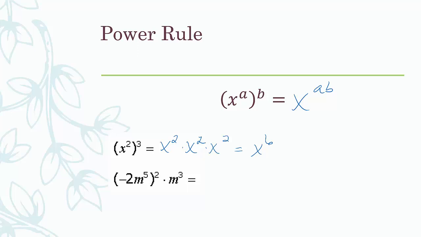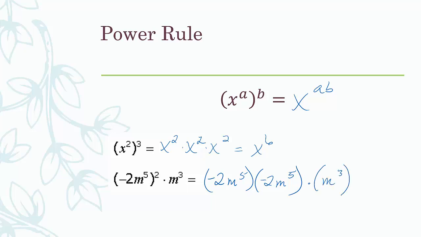Okay, so let's look at the harder problem. Everything in 2m to the 5th is raised to the 2nd power. So let's write that out. That becomes negative 2m to the 5th times negative 2m to the 5th times m to the 3rd times m to the 3rd.